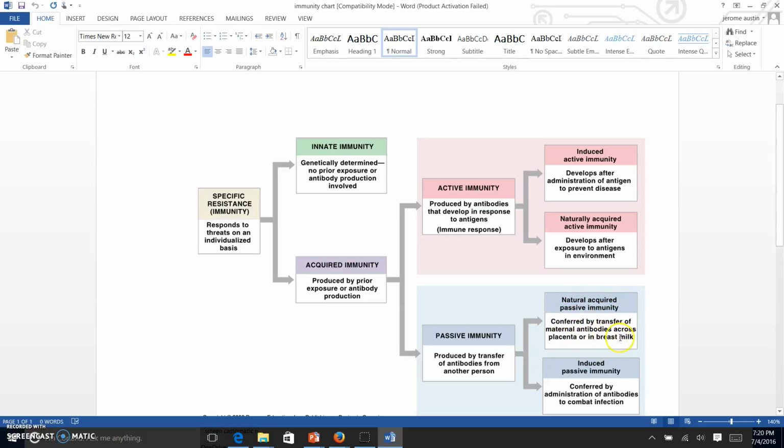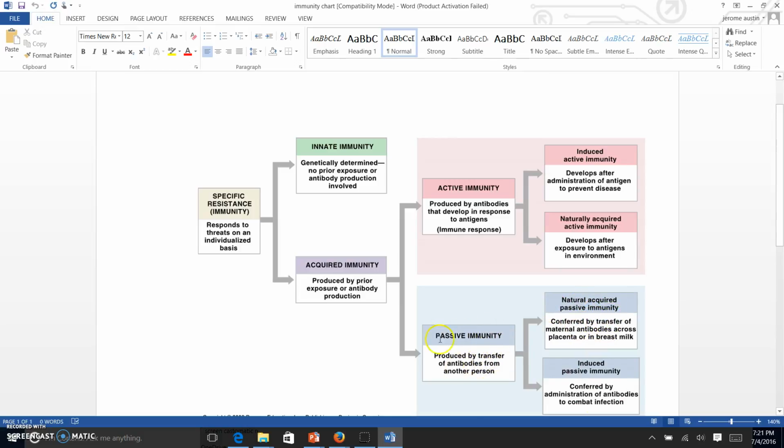And then the other thing is breast milk also, after we're born, breast milk also takes mom's antibodies and transfers it into us. That's why a lot of times you'll hear that babies that are breastfed are healthier than babies that are only formula fed. Okay, so that's naturally acquired passive because we got it from mom.